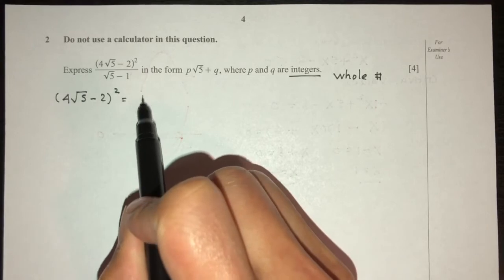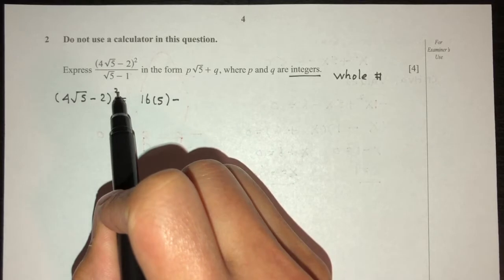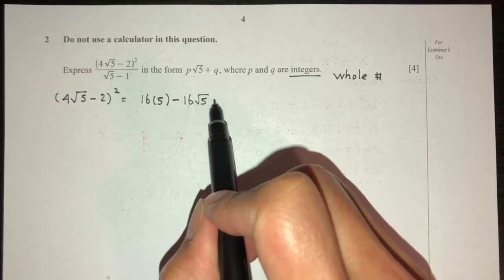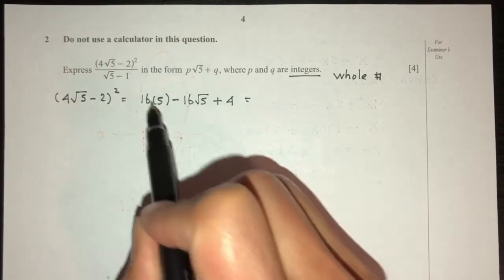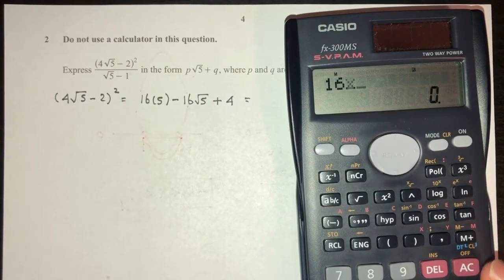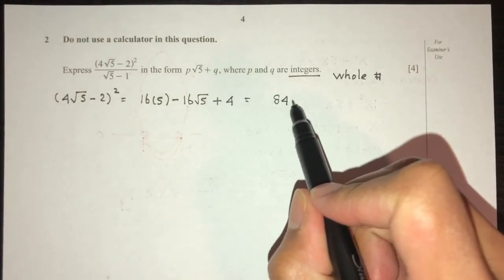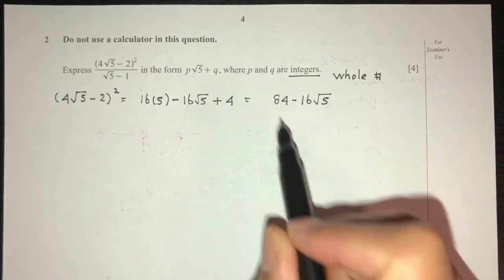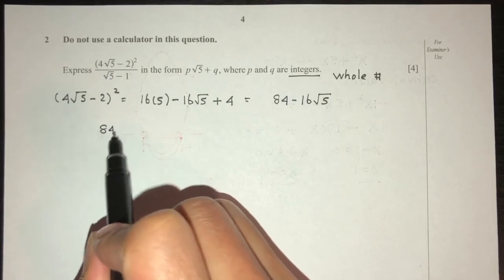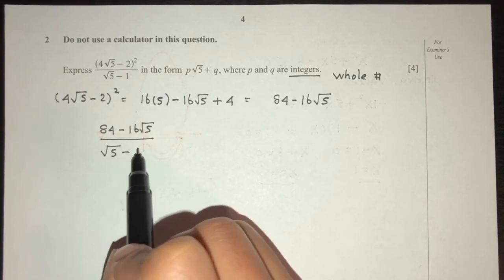That is equal to 16 times 5 minus, that will be 2 times 4 times 2, that will be 16 root of 5, plus 4. What is 16 times 5? We can use our calculator to check that. That will be 80 plus 4, that will be 84. So on top, it is 84 minus 16 root of 5. That is your numerator. Now, replace this back up here. You will have 84 minus 16 root of 5 divided by root 5 minus 1.